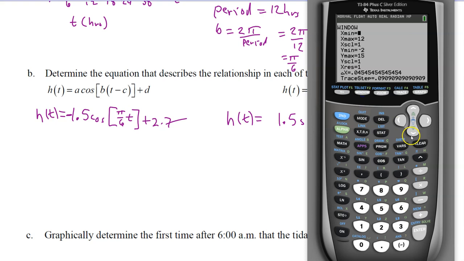Now we want the first time after 6 a.m., so I think 1 cycle will do. So let's set up 0 to 12. Looks good. And what were our tide heights? So we got 2.7, we got 1.2 to 4.2. So let's go 0 to 5. So when I graph these, the first one in blue is the cosine function, and the second one will be in red, and that will be the sine function. All you're going to see is the red will overwrite the blue.